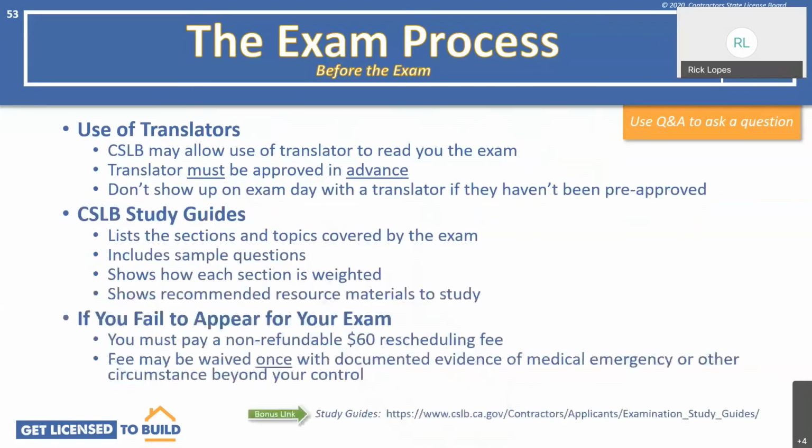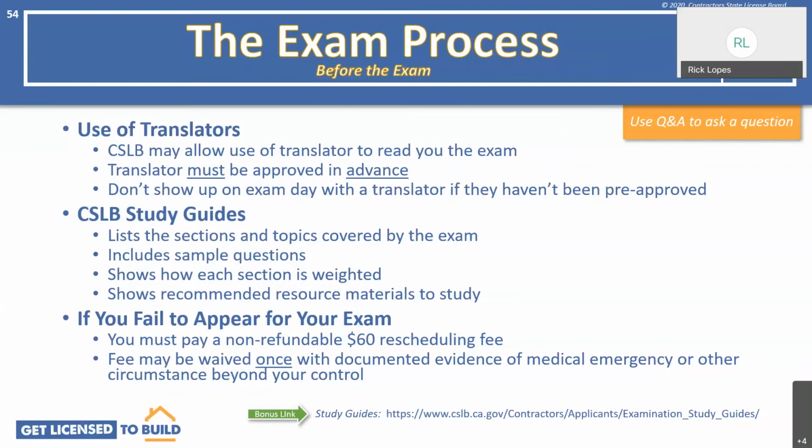Now, if you're an applicant whose first language is not English and you don't feel confident taking your exams in English, we do allow you to use a translator. The translator you provide simply reads the exam questions to you. Question number 16 on the application asks if you need to use a translator to complete your examination. The translator must be approved by CSLB in advance. You can't just show up on the day of your exam at a test center with somebody to translate the exam for you.